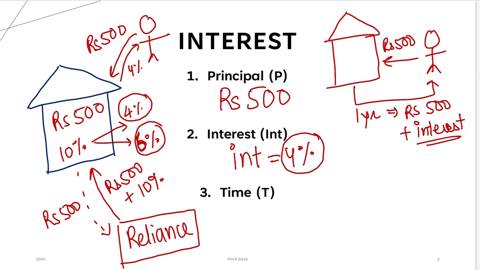And the final is time. Time is for how long you have kept that money with the bank. So we have kept the money with the bank for 1 year. That is what the time is. Hope the three terms are clear. Principal is the amount deposited. Interest is the extra amount you will get back from the bank for keeping the money with them. And time is the time period for which you have kept the money, right?